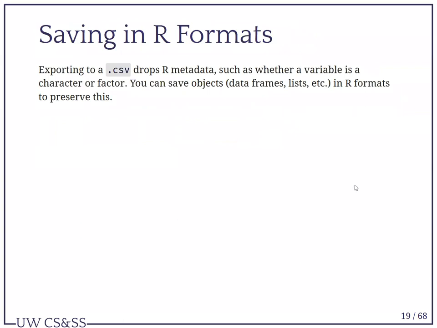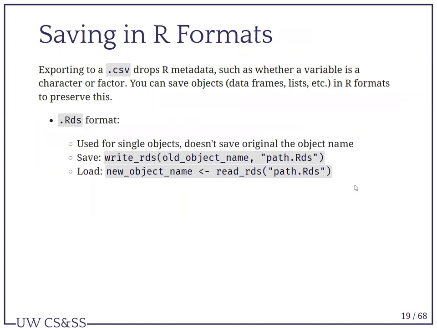Exporting to a CSV drops some R metadata, such as whether a variable is a character or a factor. You can save objects into R formats to preserve these kinds of things. So like a .rdata file that we discussed in, I think, week 2. There's also the .rds. This is used for single objects.